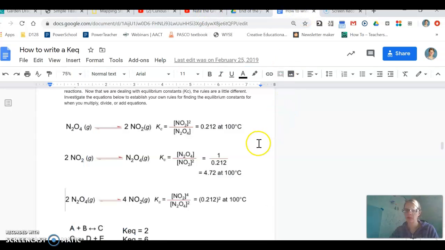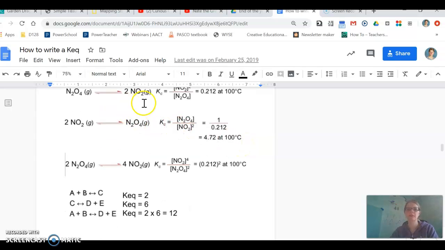What I would make sure you have on your note card also is these equations. It's so easy to forget. Like if you reverse, what happens to the K? If you double it, what happens to the K? The K gets squared. So this would be something I would definitely put on my note card. You guys didn't say you had any problem with it, so that's good.